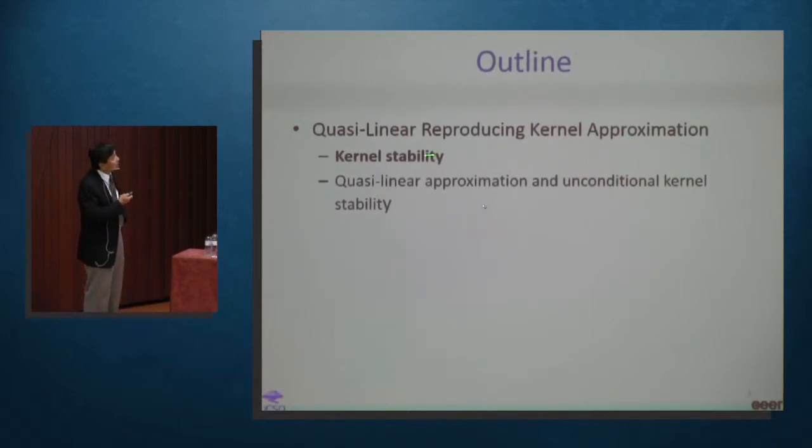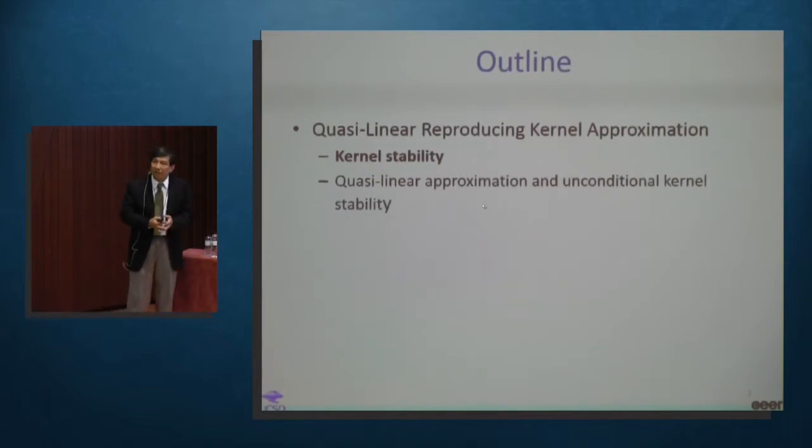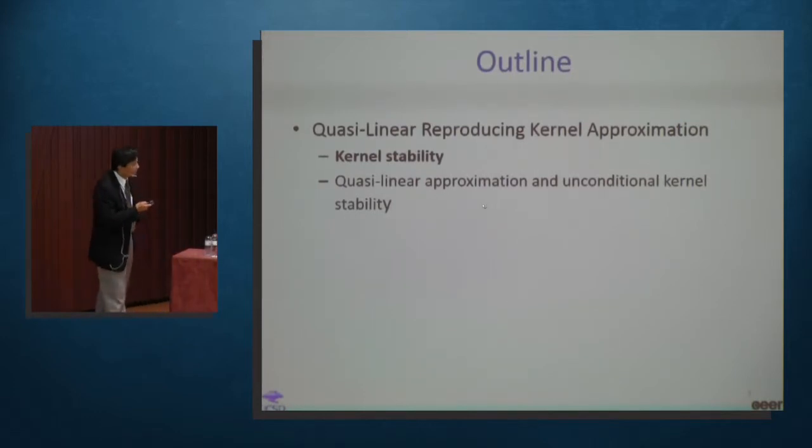And the first issue is so-called kernel stability. I will show you why there's such an issue. But in layman's language, really what it means is that you have to have enough neighbors for the approximation to be able to be constructed. And when you try to use, for example, a linear basis in 3D, you have to have at least 4 neighbors in each cover of this approximation space. And how do you deal with that kind of situation?